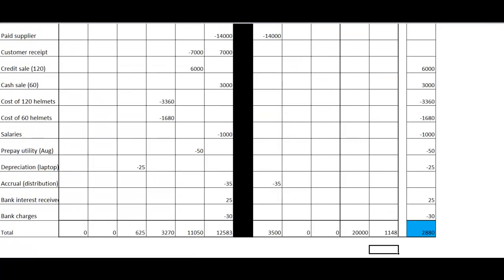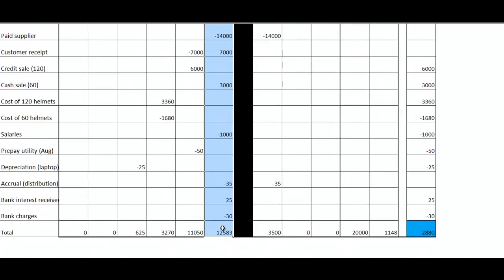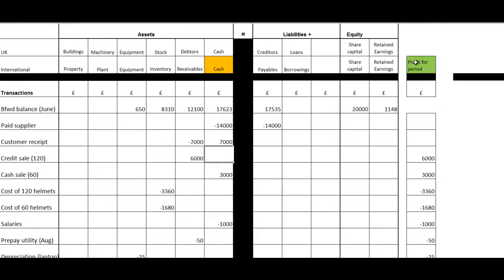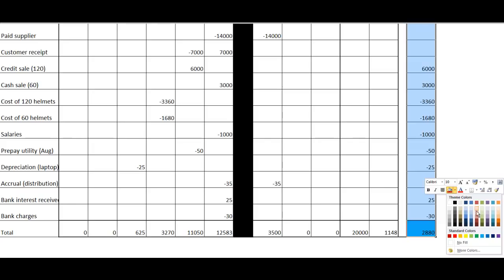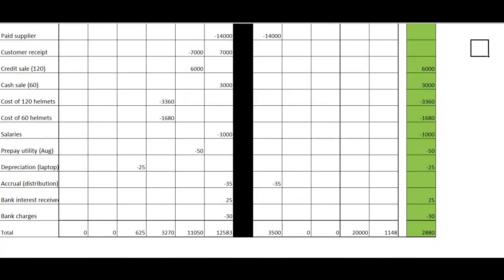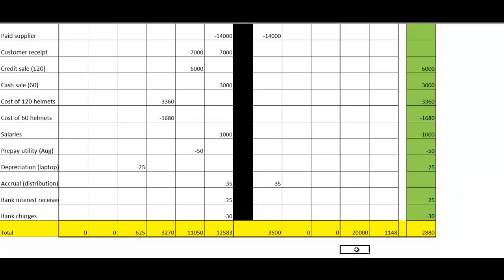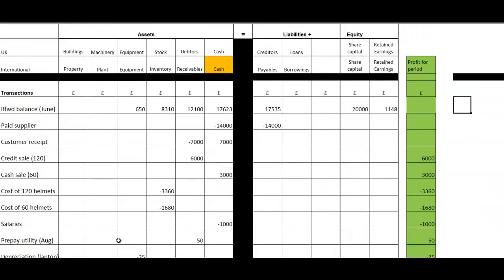So just to recap, we have our cash column, gives us our statement of cash flows, and we have our profit for the period, comes from this final column on the far right hand side. And then we have finally at the very bottom, the accounts worksheet will give us our totals for our statement of financial position. That's how we put together the statements for the accounts worksheet.